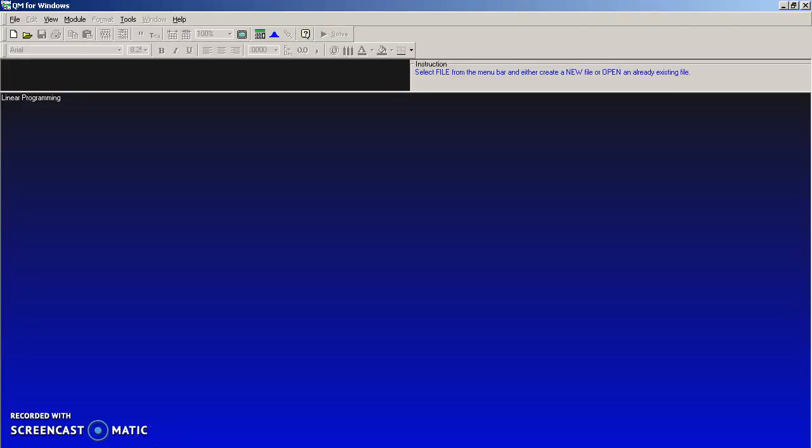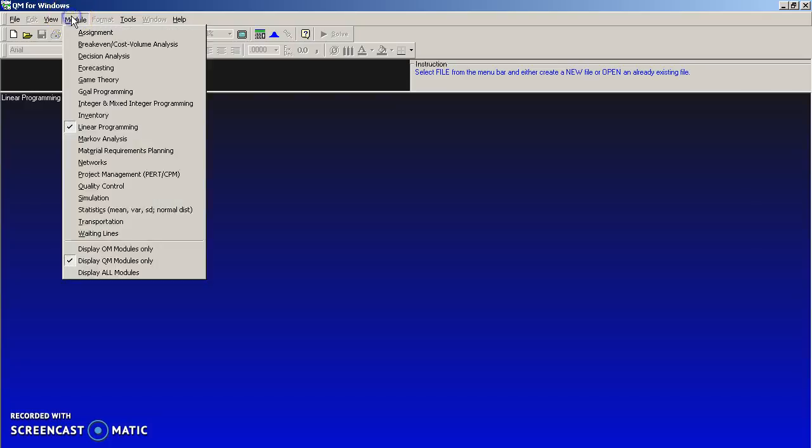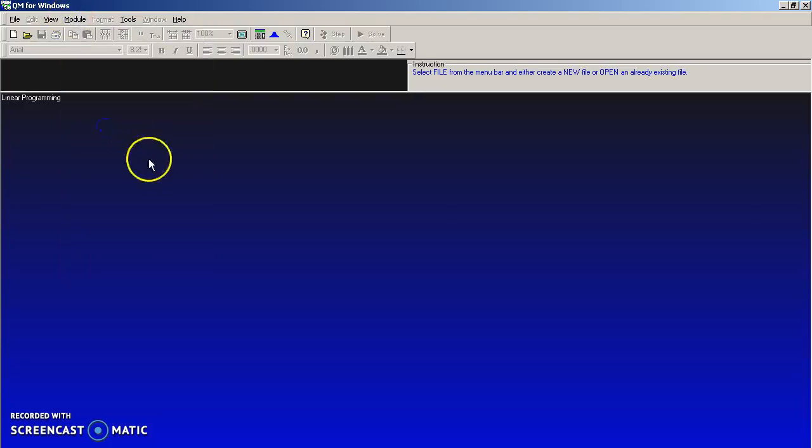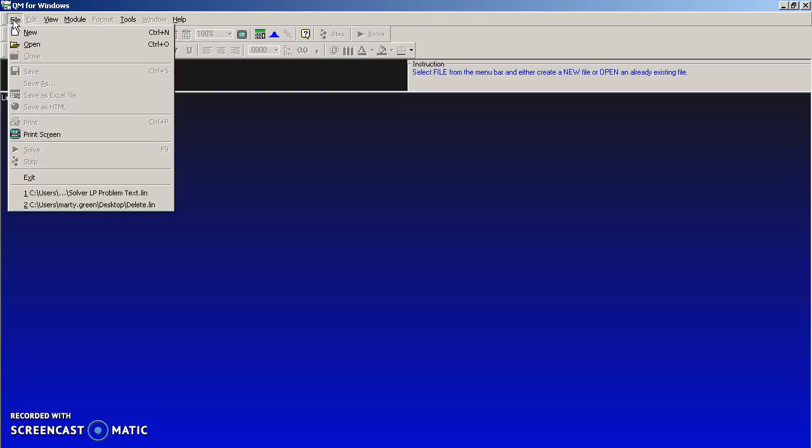I wanted to take a couple of minutes talking about linear programming and the underlying issues, ideas, concepts behind Solver. And the best way to do that is QM for Windows. You can see the platform right here. And I'm just going to go to linear programming. Of course, we did a maximization problem.